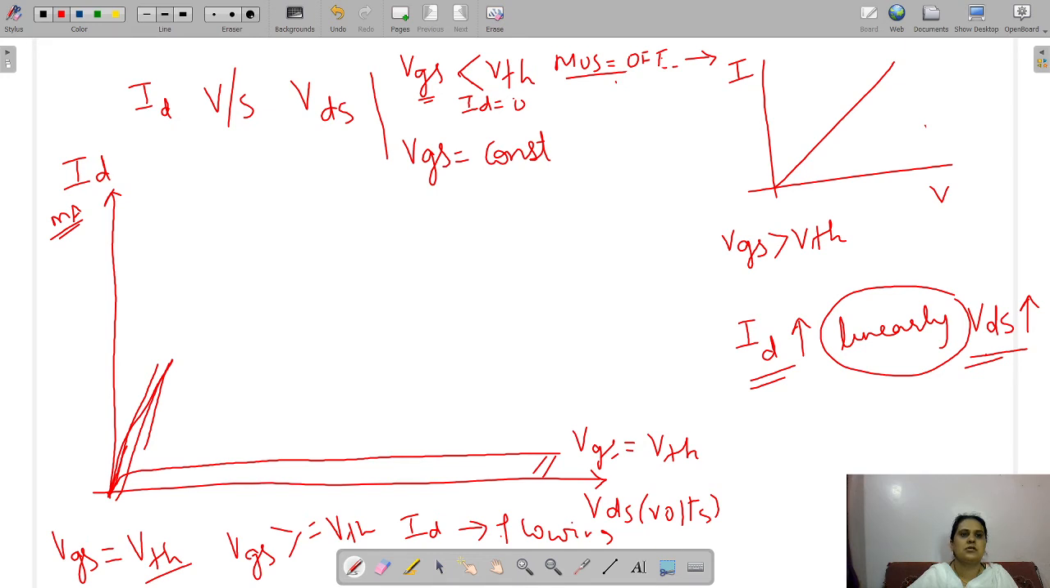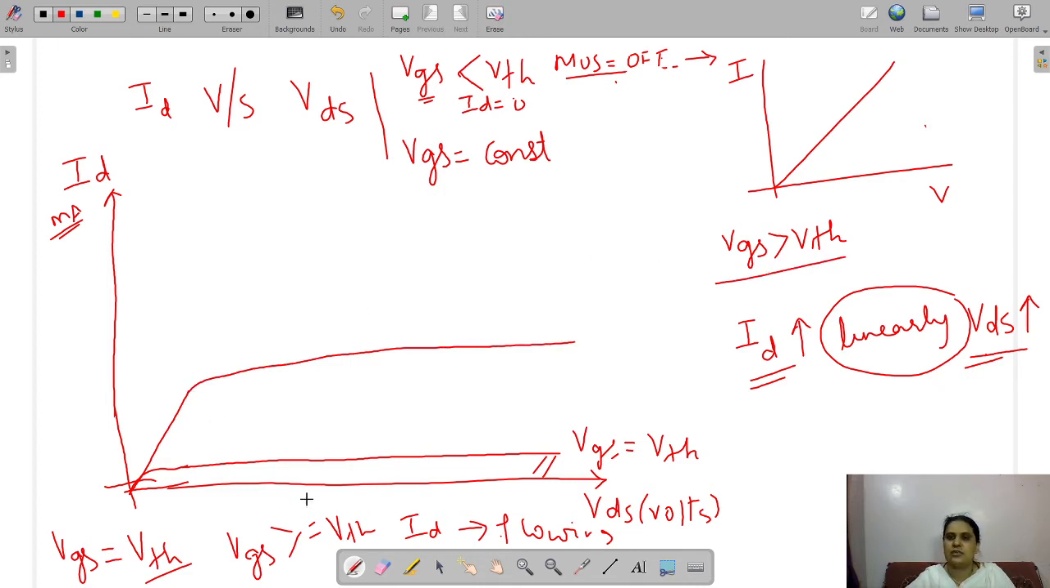Just for you to understand, this is not drawn correctly, so I will redraw it. It will vary linearly. We studied that when the value of VGS is equal to VTH, ID will vary linearly. This part varies linearly because in the channel we have accumulation of more charge carriers. Now I again increase VDS.